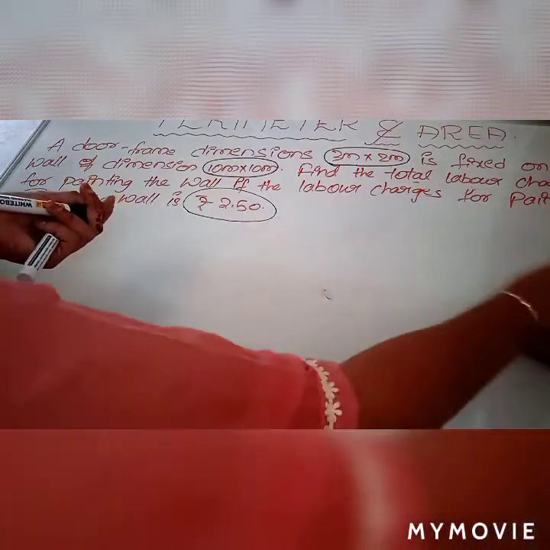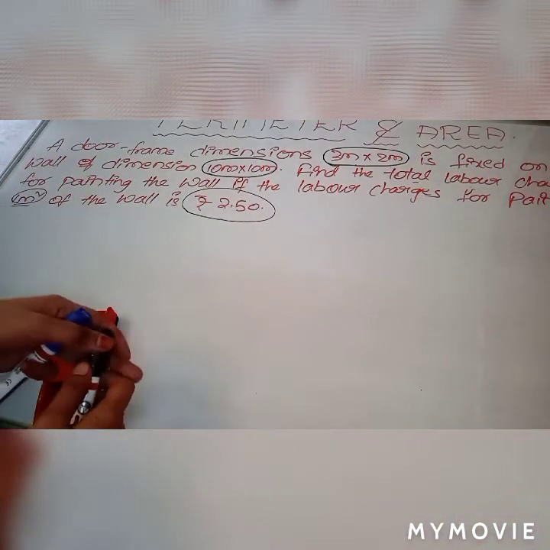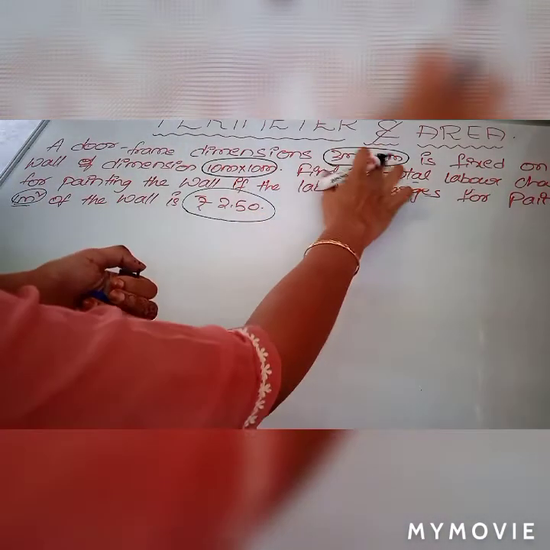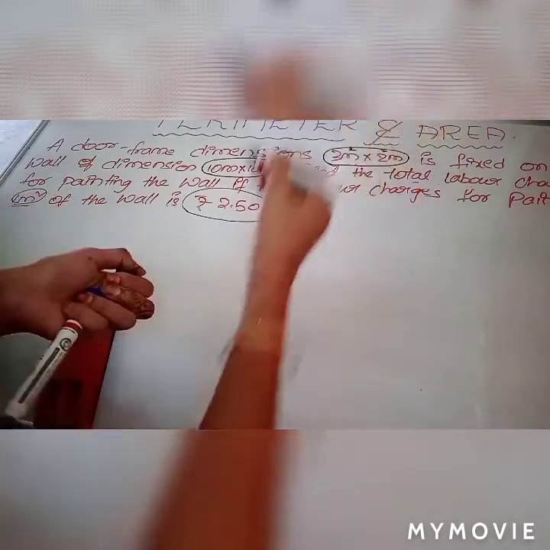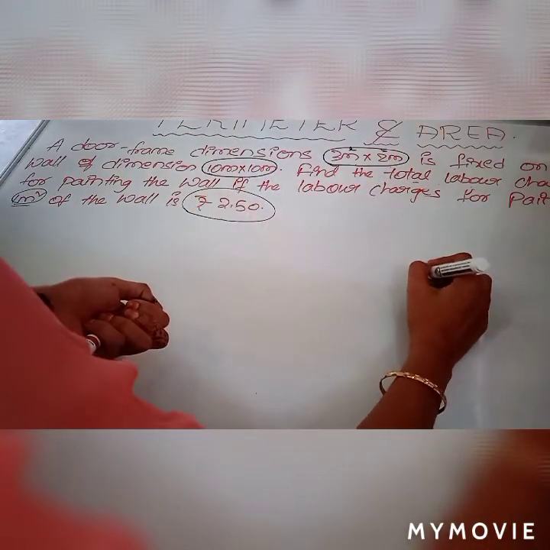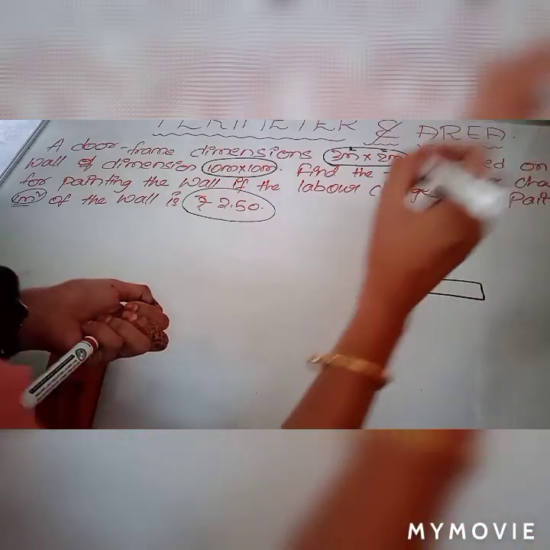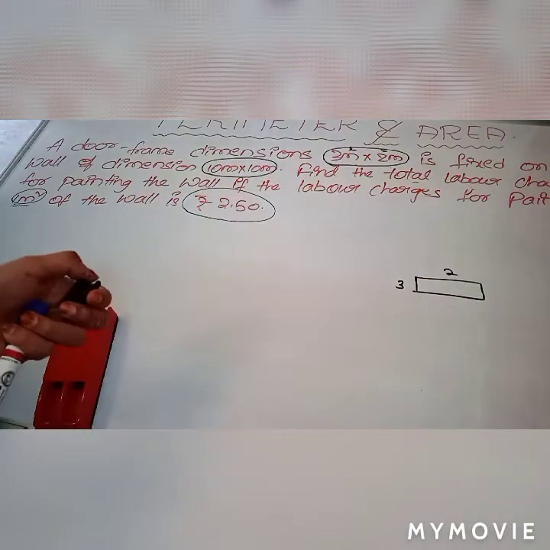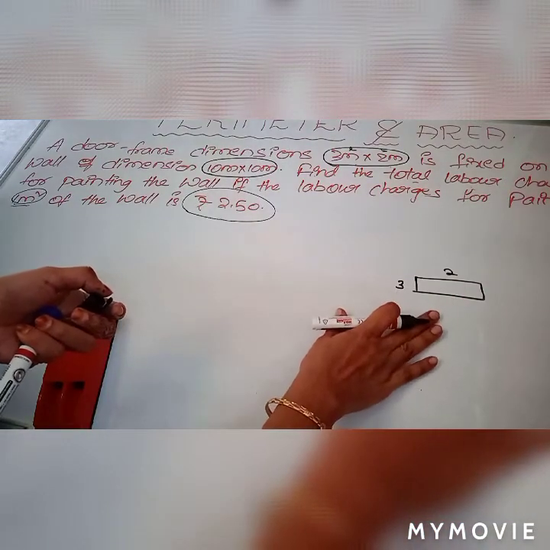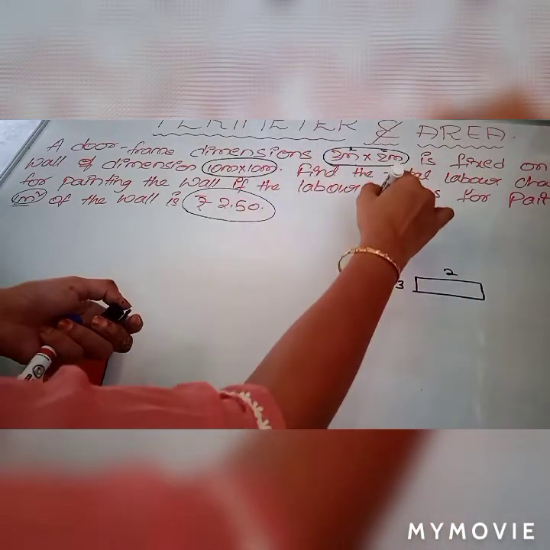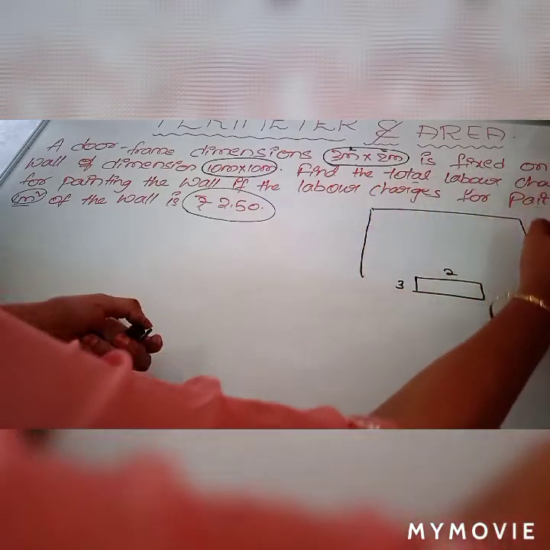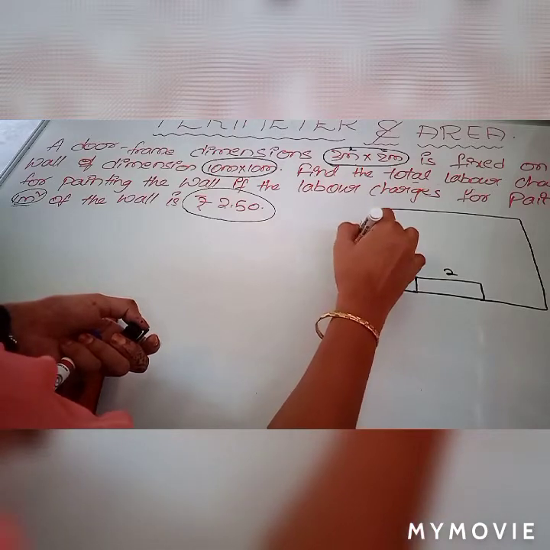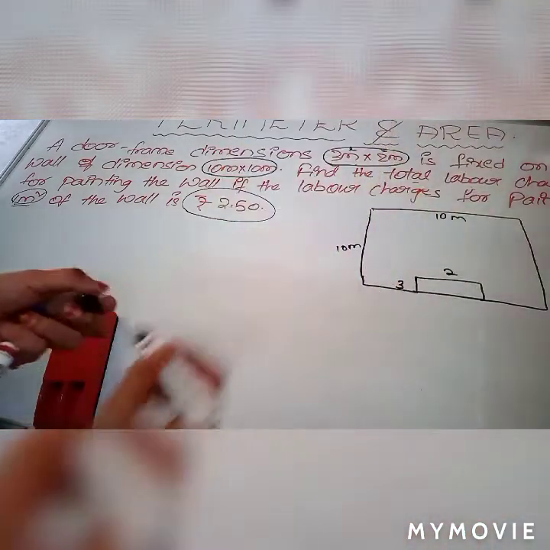Now see here, the given question is based on a rectangle and a square. A door frame of dimensions 3 meters into 2 meters, that is, this one is the length and this one is the breadth. So the door is in the shape of a rectangle, with length 3 meters and breadth 2 meters. This door is fixed to the wall, and this wall is in the shape of a square. The given dimensions are 10 meters into 10 meters.